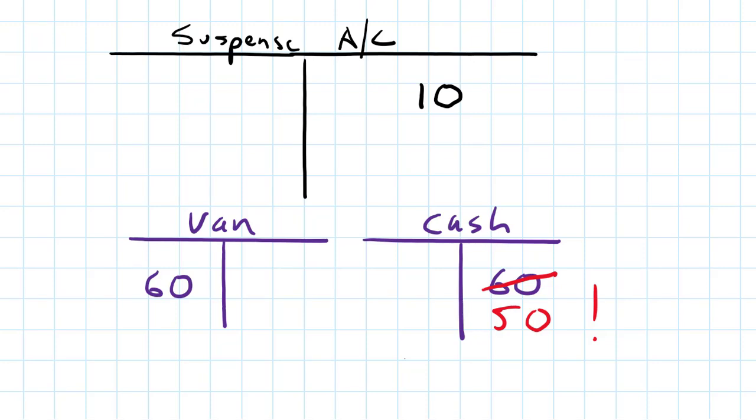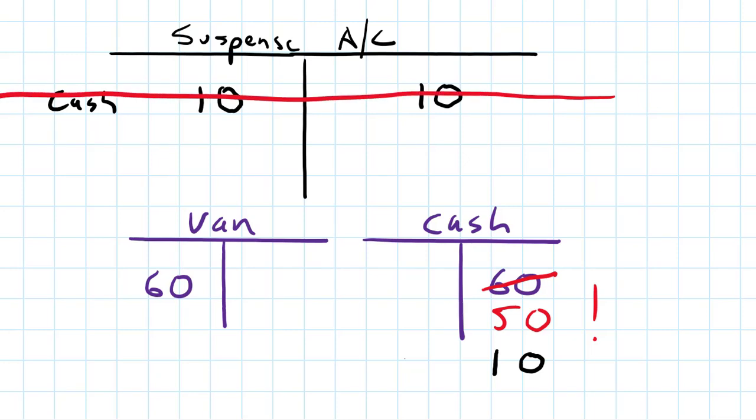To correct the error, I now need to credit my cash account $10. That will reduce that closing balance now to $40, and every credit needs a corresponding debit. So now I can debit suspense account. That came from cash. And I've found the error. I corrected the error. Now I close my suspense account. And there you have it, suspense accounts demystified.